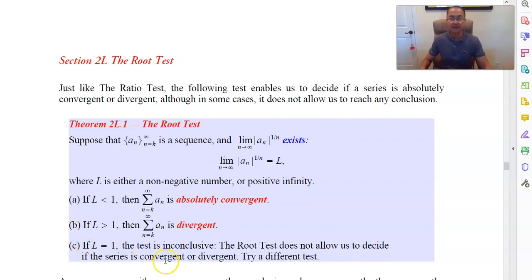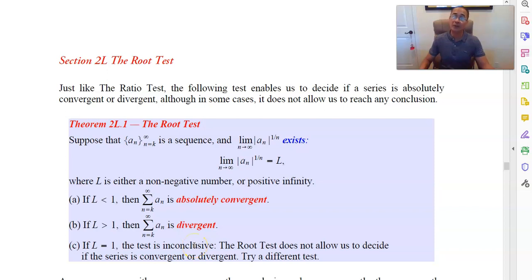Back to root test. They're exactly the same, except I changed one word over here because this talks about the root test. If the limit is smaller than 1, which includes 0, then our series is absolutely convergent. But if the limit is bigger than 1, our series is divergent. Same conclusions. Very good, very bad. If the limit is 1, once again, the test is inconclusive.